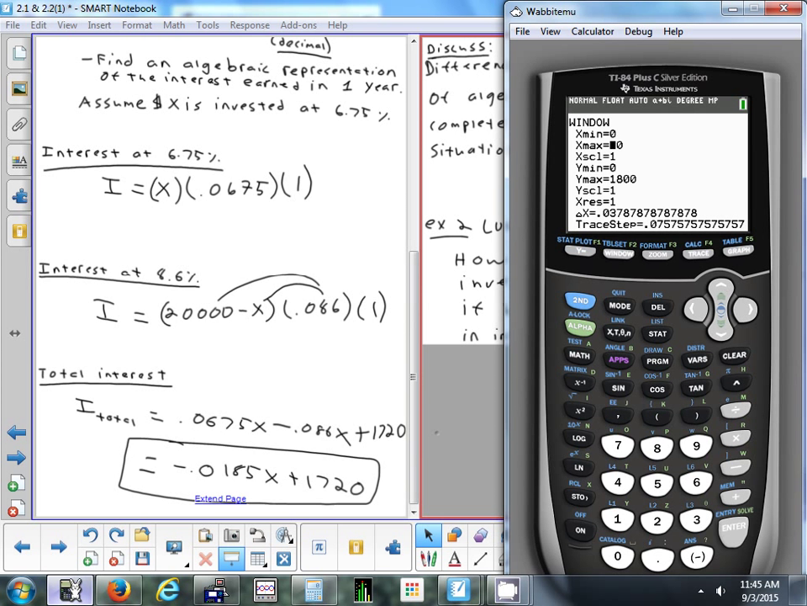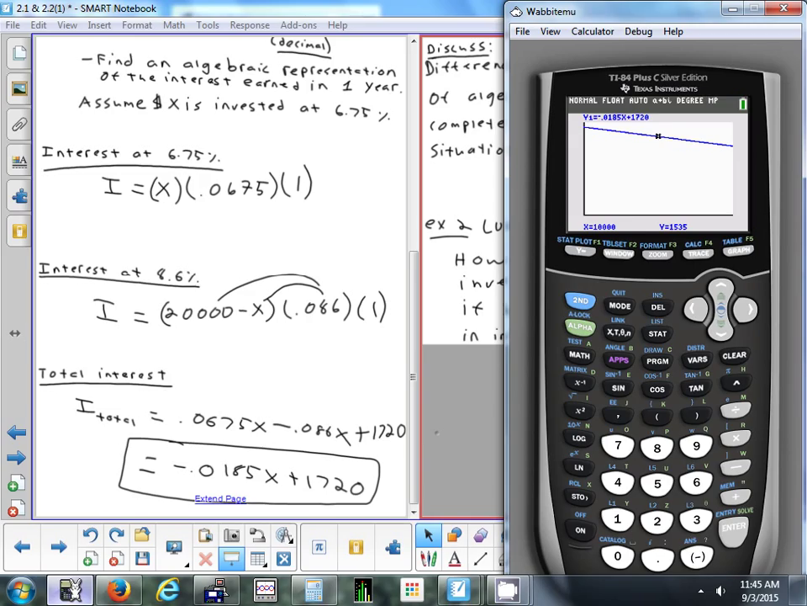And x max. What's the highest value that would make sense here? Remember, x is how much money he's investing. Yep, 20,000. You wouldn't want to go to 30,000. He doesn't have 30,000 to invest. 20,000 is going to be as high as we can go. So that represents all the different values of interest that he could make. Remember, X is how much money he invests at 6 3/4%.